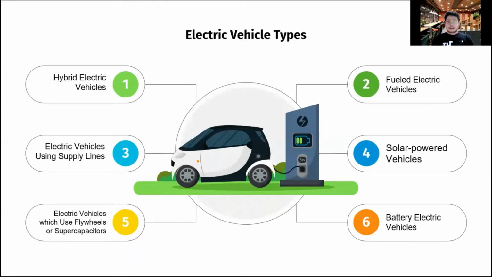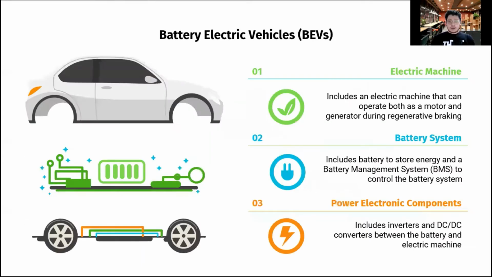Let me continue with the electric vehicle types. As can be seen on the screen, there is no one type of electric vehicle. Hybrid electric vehicles and battery electric vehicles are the most popular ones. In the scope of the project, we focused on the battery electric vehicles. We can divide the components of standard battery electric vehicles into three subgroups. The first one is the electric machine part. It's not a motor since, as I said before, regenerating energy is the most important property of an electric vehicle. Therefore, this machine can operate both in motor and generator mode.